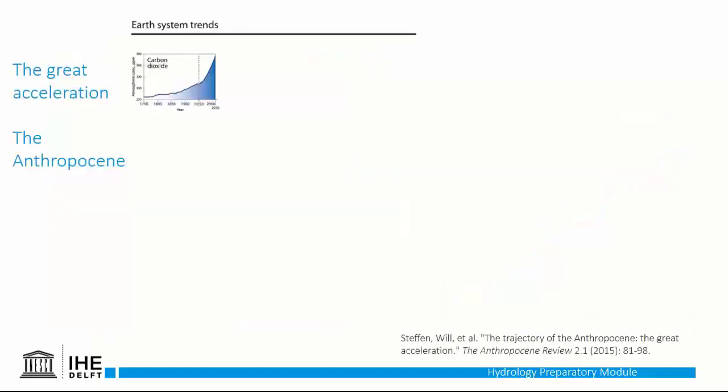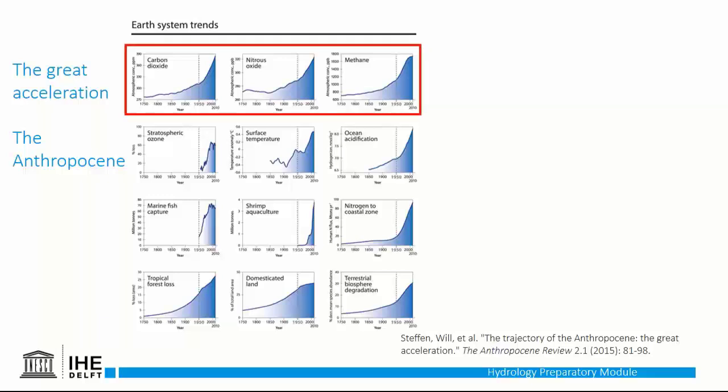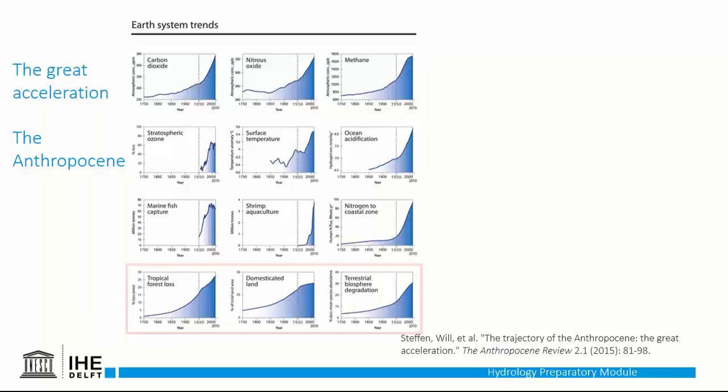As scientists focused more on global Earth system trends, they found rising CO2 was just one of many. Other greenhouse gases like nitrous oxide and methane were also rising exponentially. On the land surface, tropical forests were disappearing, domesticated land expanding, and overall degradation of the terrestrial biosphere accelerating.